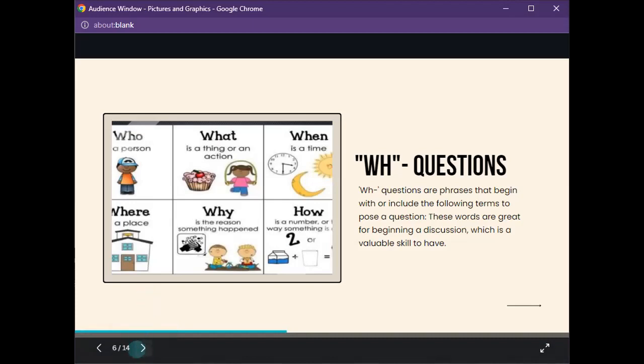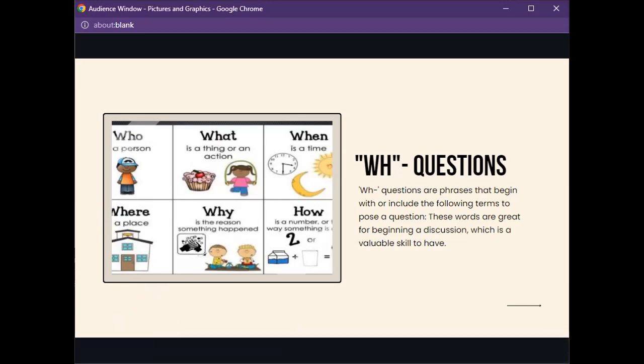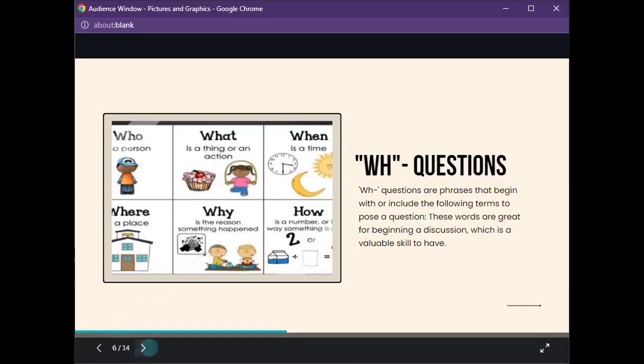Why? It is a reason something happened. For example, why did you lie to your mom? And how is a number or manner. For example, how did you convince her to come?